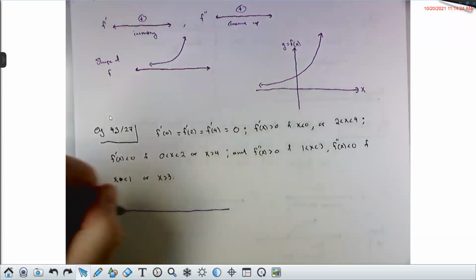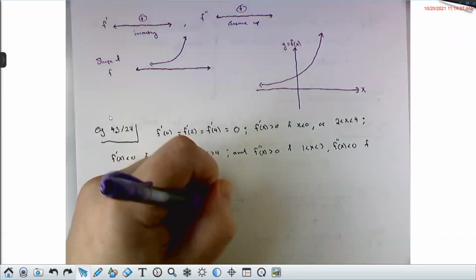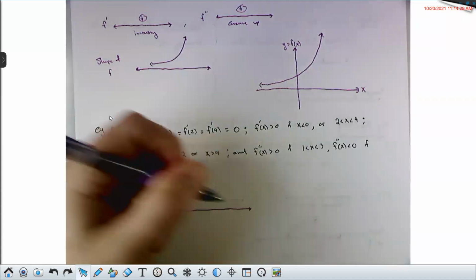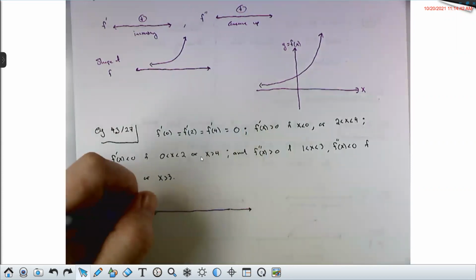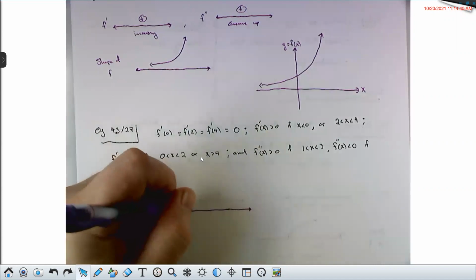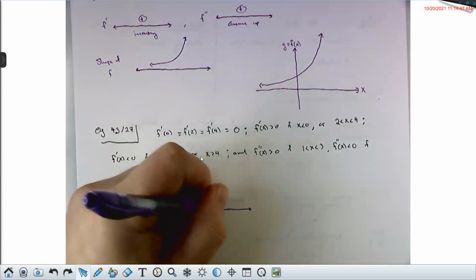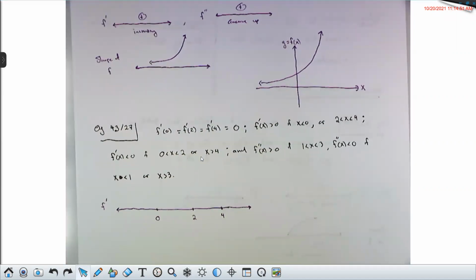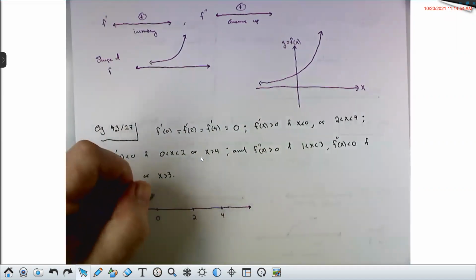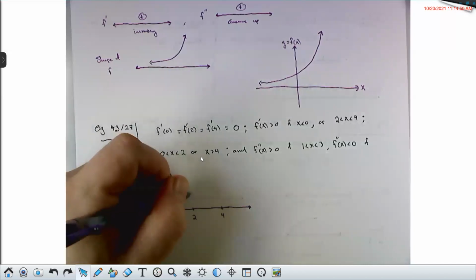Give myself some space here. I do have some critical numbers now. All right, what are the critical numbers for this function? 0, 2, and 4. Very good. The first derivative, f prime, is equal to 0 at 0, 2, and 4. So let me put those here. And then those are going to chop my number line up into some regions.